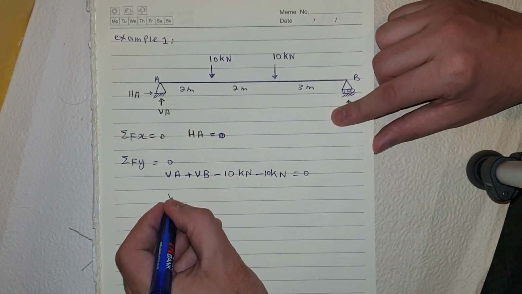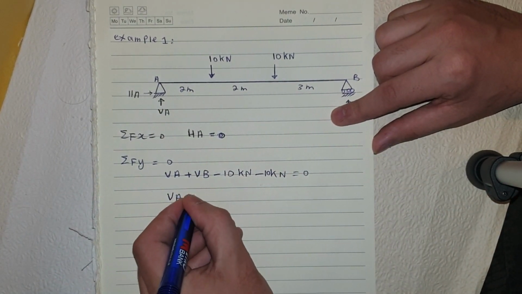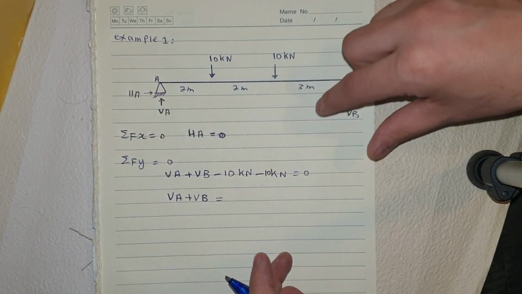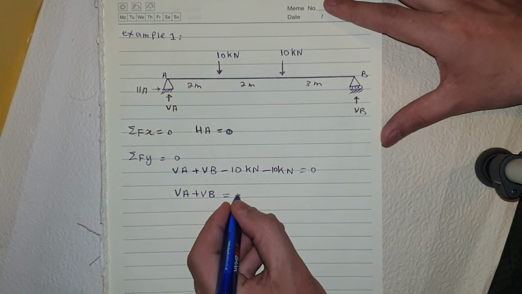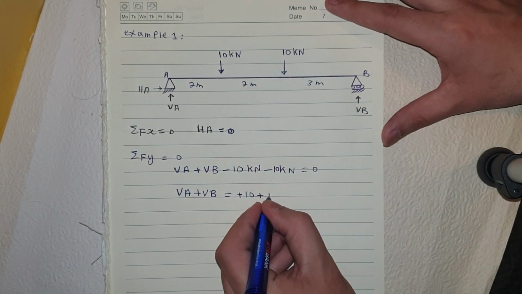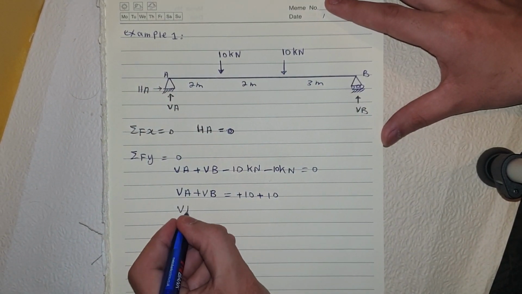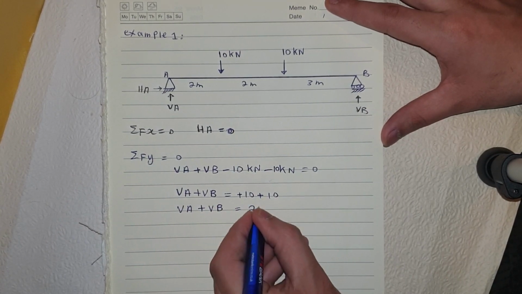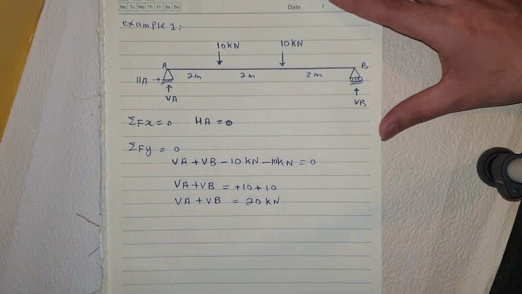So now VA plus VB, putting the two 10s on the other side, will become positive: plus 10 kilonewton plus 10 kilonewton. So my VA plus VB will be equal to 20 kilonewton.